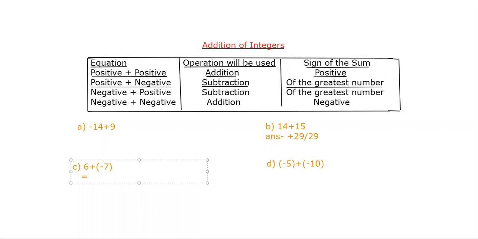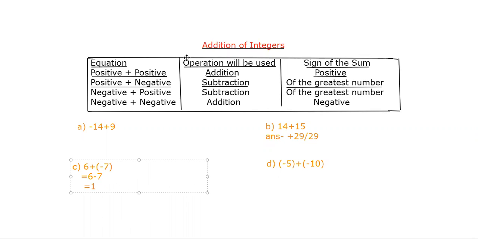I am writing here subtraction because when I have a plus and a minus, it always becomes minus. So I will write 6, because it's a positive number, and then the plus minus becomes a minus 7. So now my answer will be 6 minus 7, or you can say 7 minus 6 is 1.